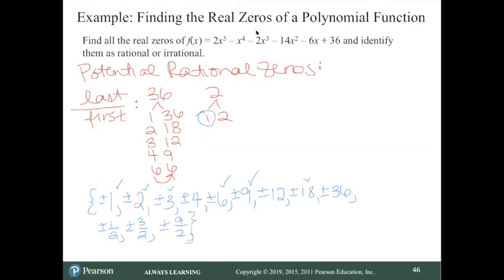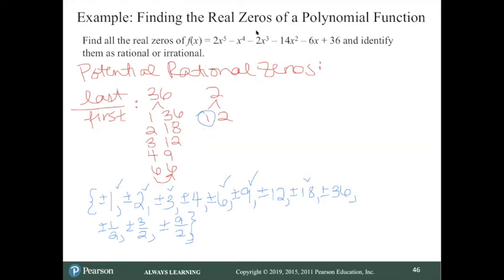Okay, now we don't have to test all of these numbers. That would be a lot, right? So we have 1, 2, 3, 4, 5, 6, 7, 8, 9, 10, 11, 12. So there are actually 24 numbers here that we could have as potential rational zeros. So how do we narrow this down? Well, the way we're going to narrow this down is by actually looking at the graph.